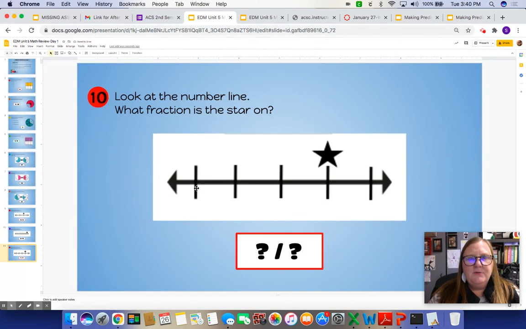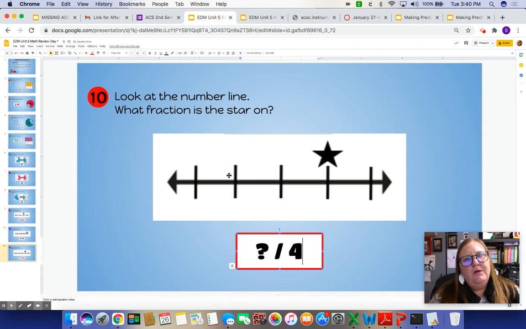And then the last one, 1, 2, 3, 4 sections. So we're going in fourths. And where is the star? This would be 1, 2, 3, 3/4, sorry. And so it would be 1/4, 2/4, 3/4, 4/4. If we were over here, that would equal a whole.